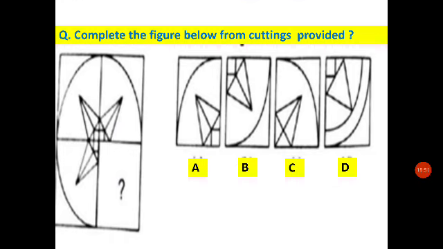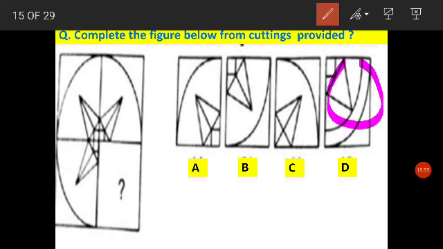This one is also possible, but here there's a triangle given, and what we need is a line also. So that's why D is out.